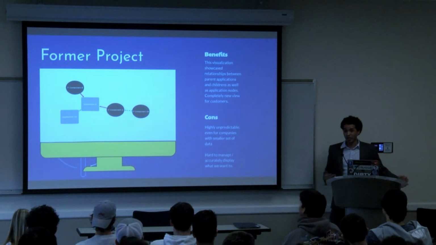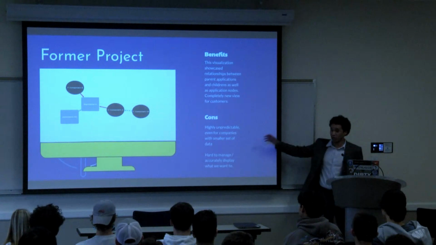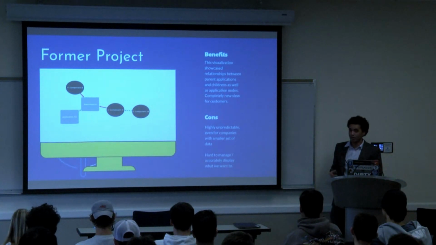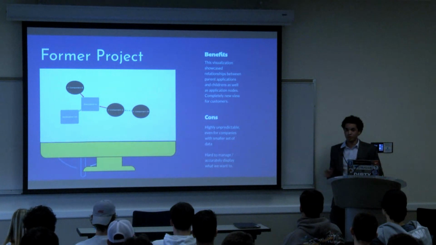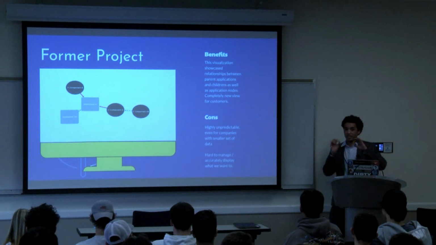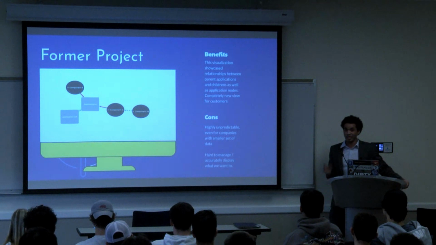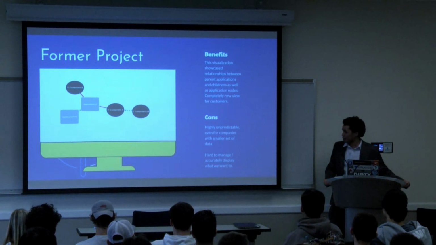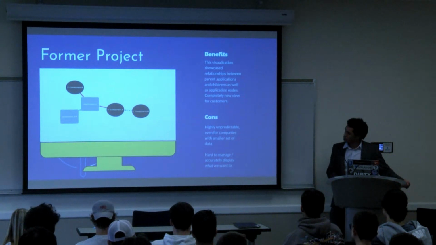But some of the things I've been working on this semester is essentially when we worked with large applications, it became highly unpredictable. The graph essentially used something called D3 force, which is this super weird mathematical formula to space out the nodes. So when you have a lot of nodes, it can get ugly really quickly. So it was hard to manage.